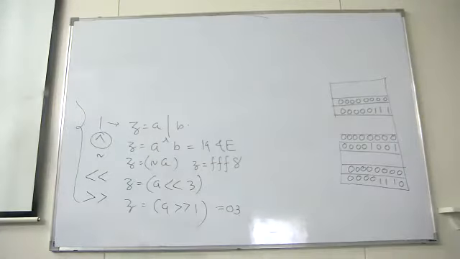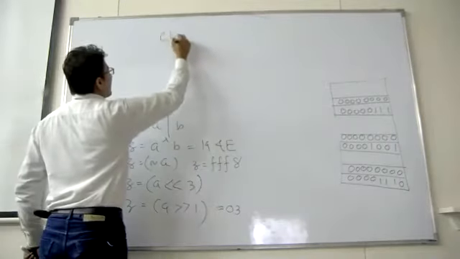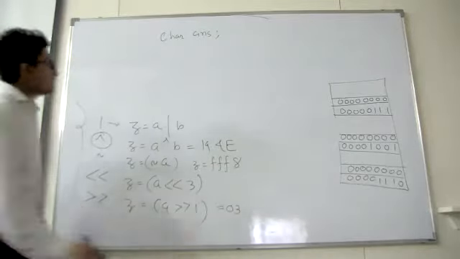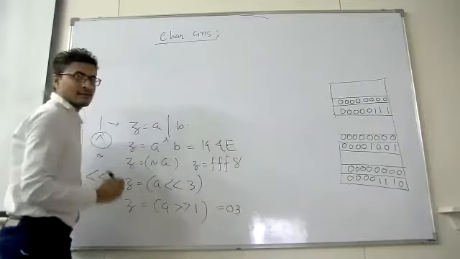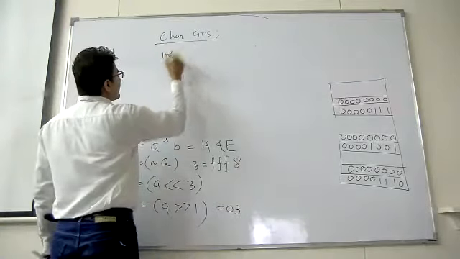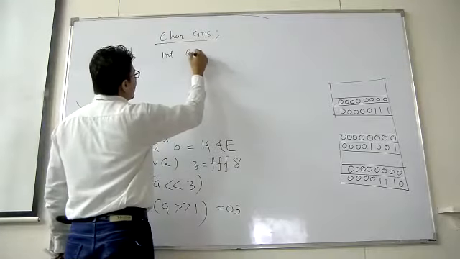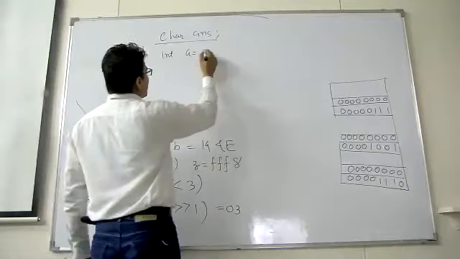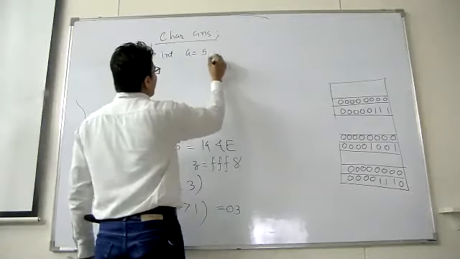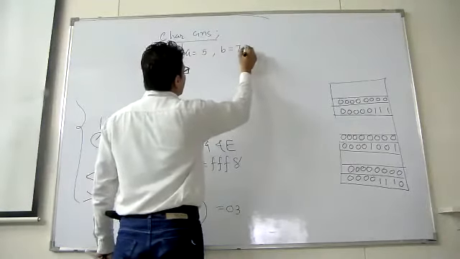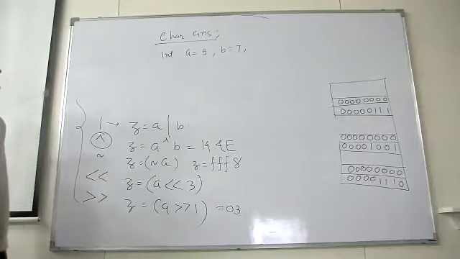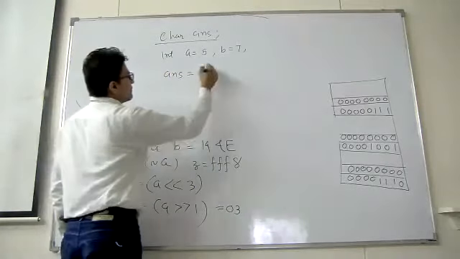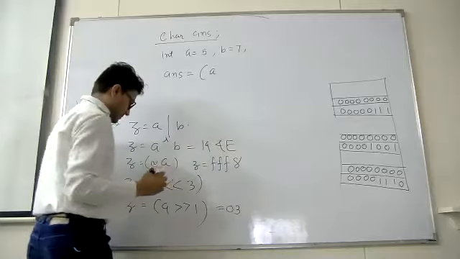Now I have a character answer. Please look at this. Character answer. Integer A is equal to 5, B is equal to 7. Now answer is equal to A.